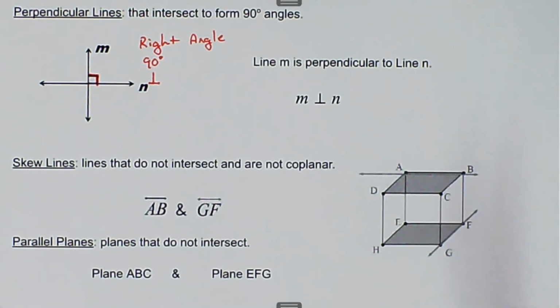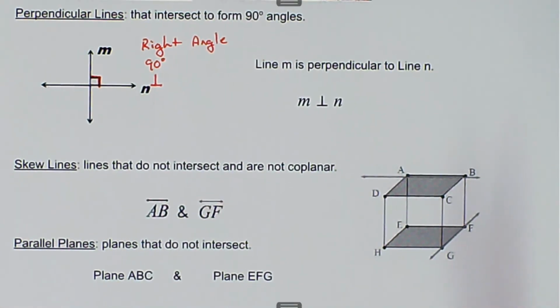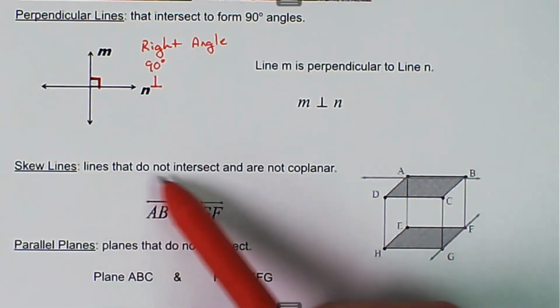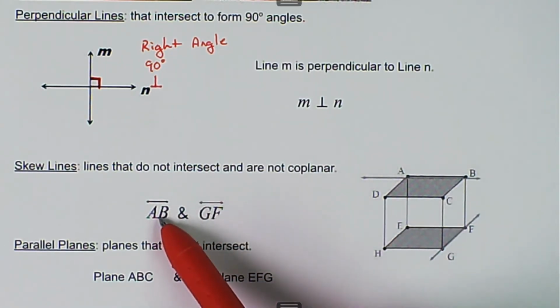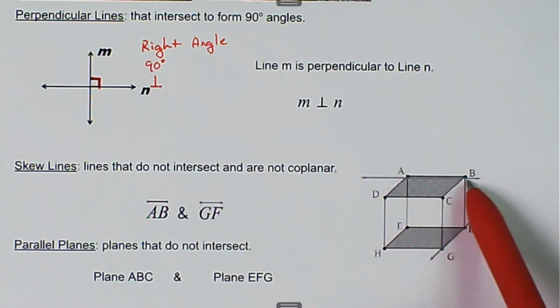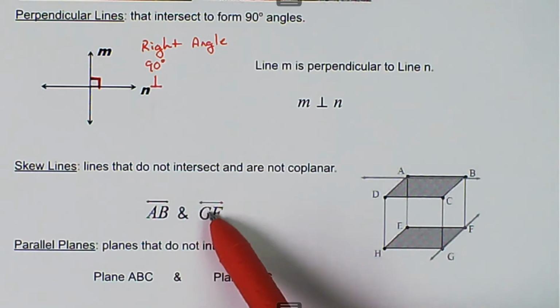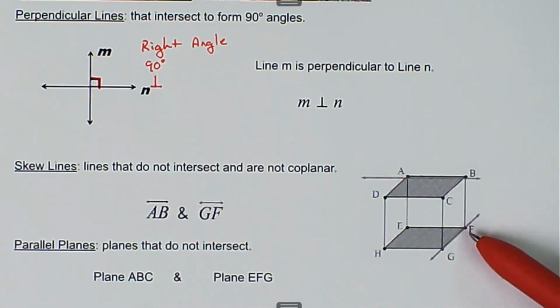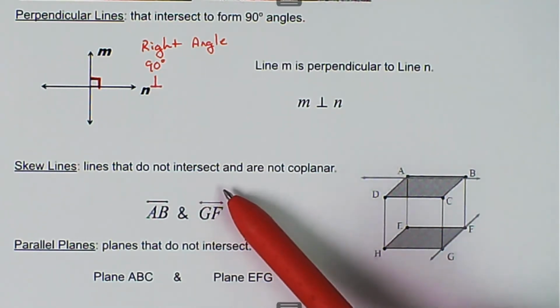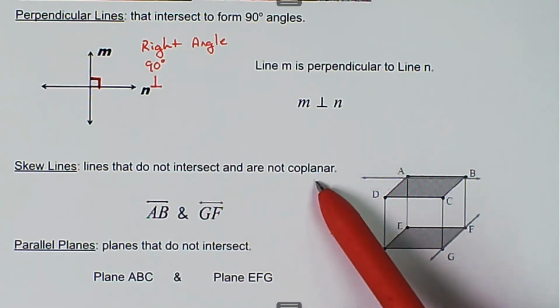Next thing we can talk about, as we're looking at this image here, is skew lines. Skew lines are lines that do not intersect and are not coplanar. So here we have line AB right here, and they have that line going through there. And we have line GF right here. Now, these are skew lines because they do not intersect and they are not coplanar.